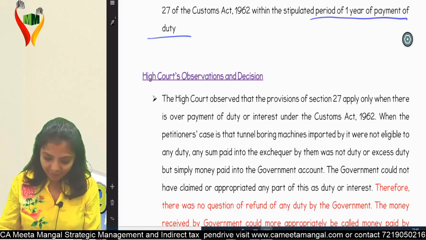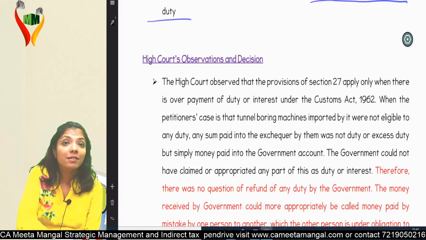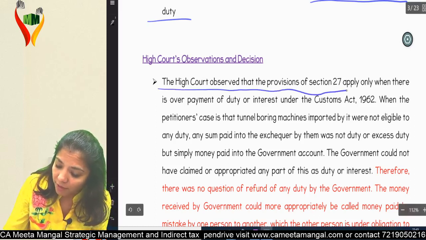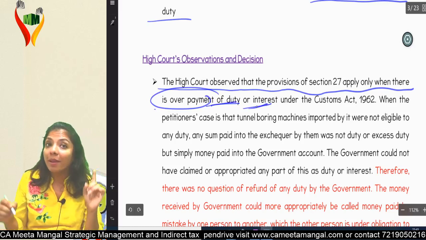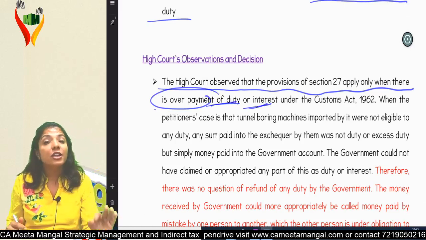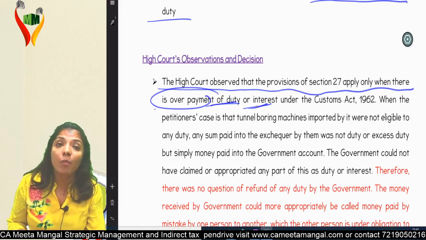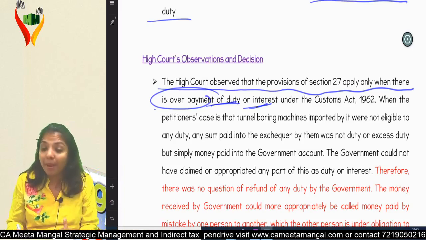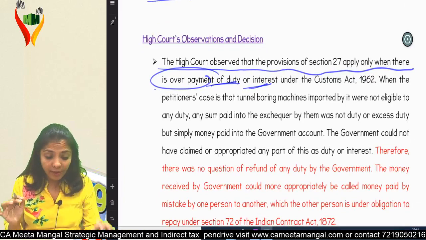So let's understand this. The High Court observed that the provision of Section 27, mark this, this is the crux, applies only when there is overpayment of duty or interest. Overpayment. I hope you're with me. Section 27 applies when you had to pay 1 lakh and you have paid 120. That means you have done overpayment. Please mark that, important. This is the crux over here, okay?